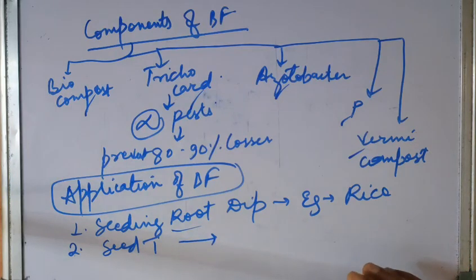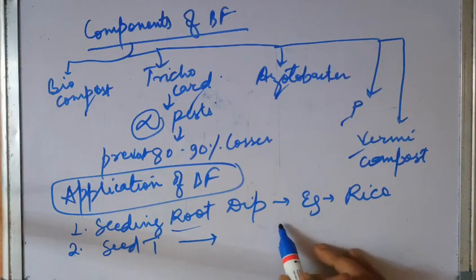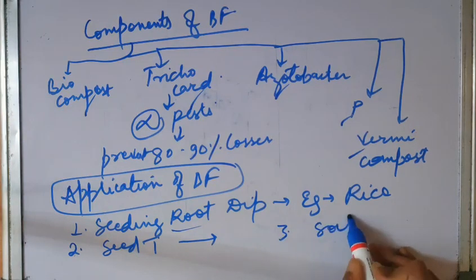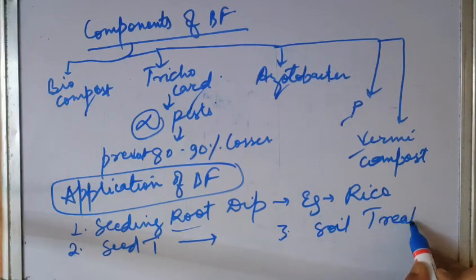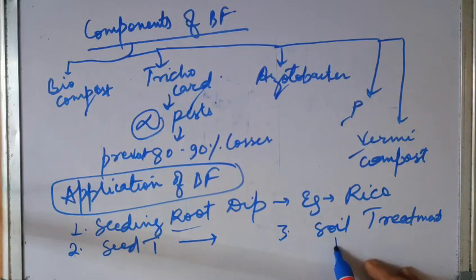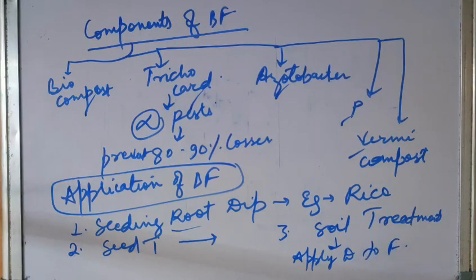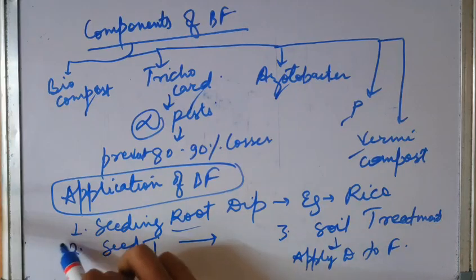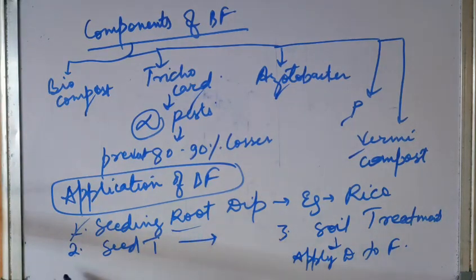Next is seed treatment. Here we dip the seeds that we are going to plant into biofertilizers. Third is soil treatment. Here we apply biofertilizers mixed with compost and fertilizers directly to the field. Hope you all understand it. Seedling root dip, seed treatment and soil treatment.